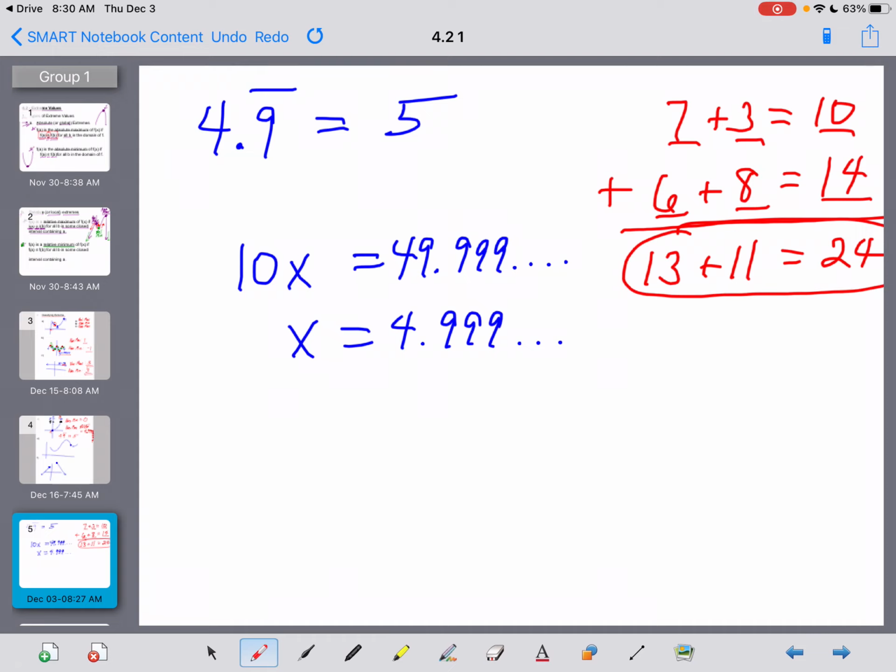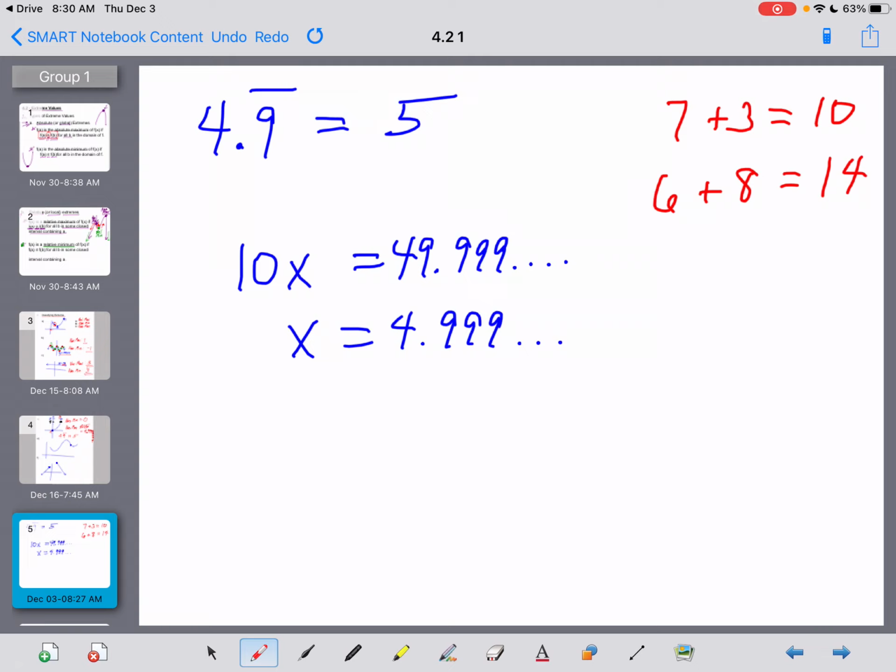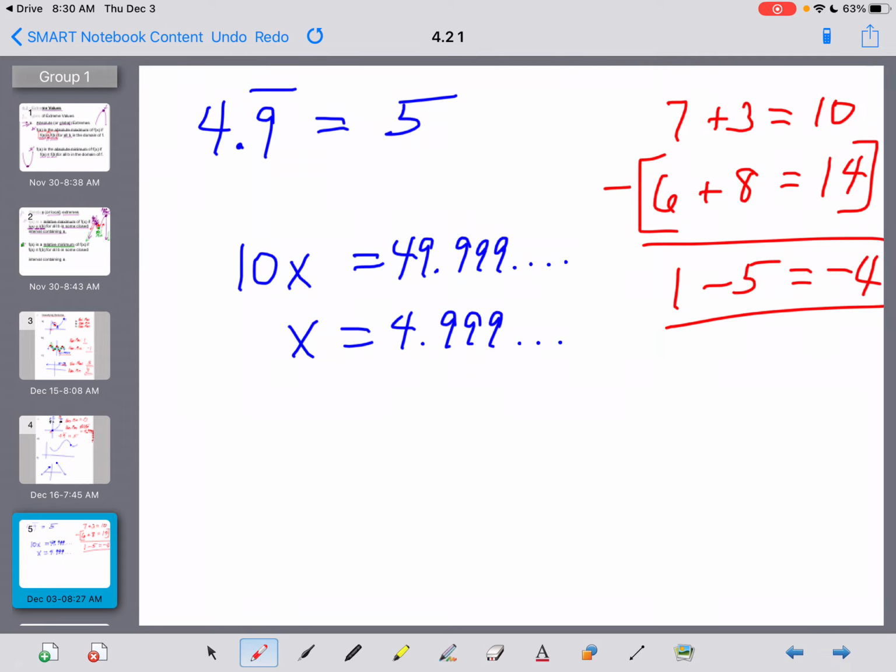So what we can do is we can add two true equations and get another true equation, or, oh man, let me blow your mind even more, we can subtract two true equations and get another true equation. Let me show you what I mean. If I put a minus here now, and I probably should put brackets around all that, 7 minus 6 is 1, 3 minus 8 is minus 5, 10 minus 14 is negative 4. Yep. There's another true statement.